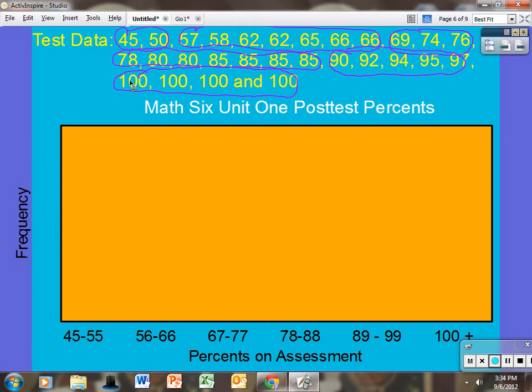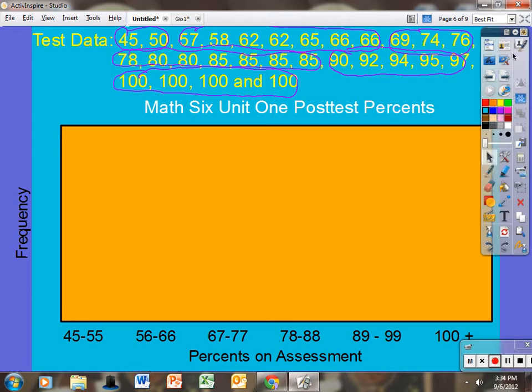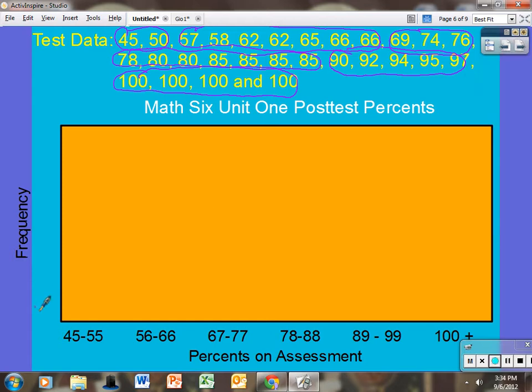So what that tells me is that for my frequency on this y-axis, I'm going to use the pen. We've been talking about intervals. I'm going to start with 0. And at the very highest, I have to get to 7 because my largest category bin has 7 pieces of data organized in it. So I'm going to count by 1. Let's go 0, 1, 2, 3, 4, 5, 6.